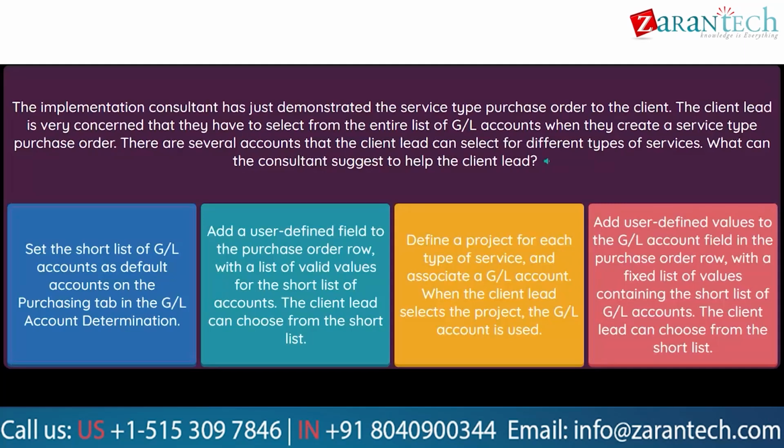Option 1, set the short list of G/L accounts as default accounts on the Purchasing tab in the G/L account determination. Option 2, add a user-defined field to the purchase order row, with a list of valid values for the short list of accounts. The client lead can choose from the short list. Option 3, define a project for each type of service, and associate a G/L account. When the client lead selects the project, the G/L account is used.